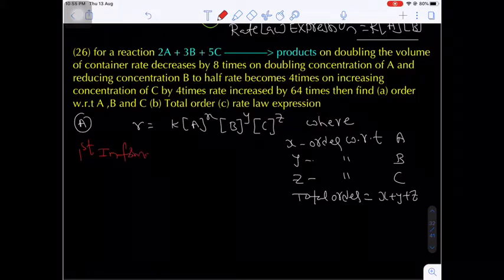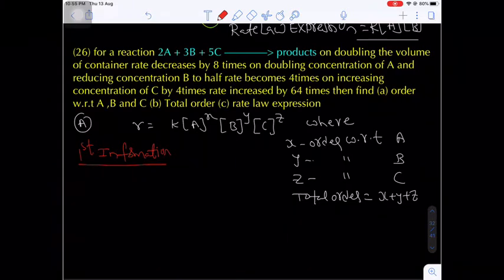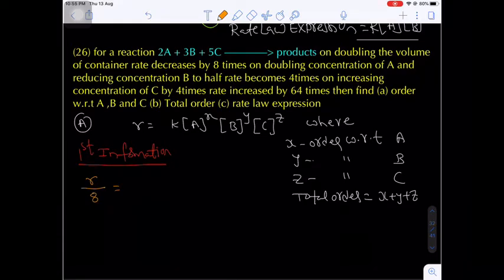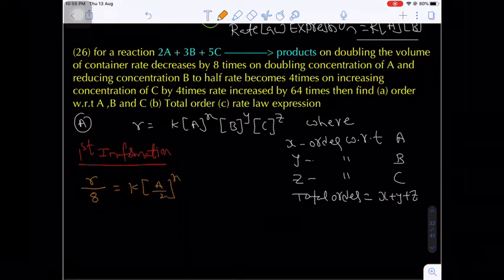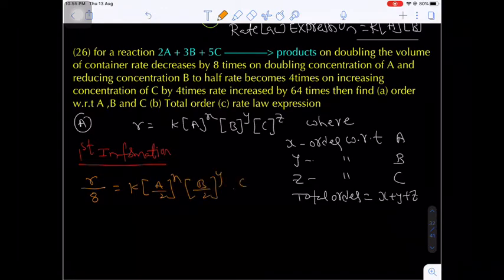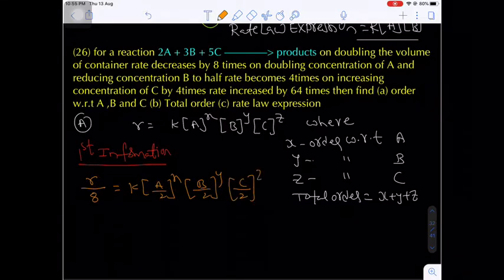According to the first information, on doubling the volume, just now I told you, when the volume becomes double, the concentration of each species becomes half. The rate decreases by 8 times. That means the rate of the reaction becomes R by 8. R becomes R by 8, k into concentration of A now becomes A by 2 to the power x, B becomes B by 2 to the power y, and C becomes C by 2 to the power z. Are you getting my point?